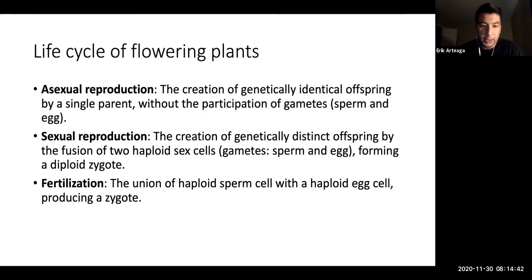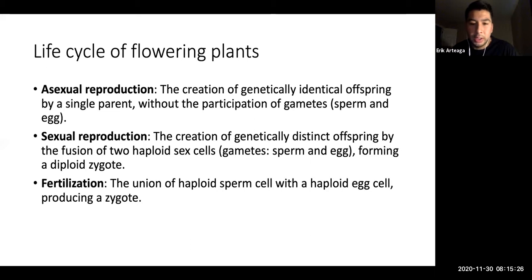Sexual reproduction, again, the whole point of sex is to mix up the genetics, right? You're combining and changing the genetics enough to have offspring that's genetically different or distinct from the parents. So it is the creation of genetically distinct offspring by the fusion of two haploid sex cells, sperm and egg. This forms a zygote, which is a fertilized egg. We talked about mitosis and meiosis, and the forming of sex cells is done through meiosis. You have the diploid cells turning into haploid cells, which are going to be the sperm or the egg. And in plants, this is the same process on the cellular level.